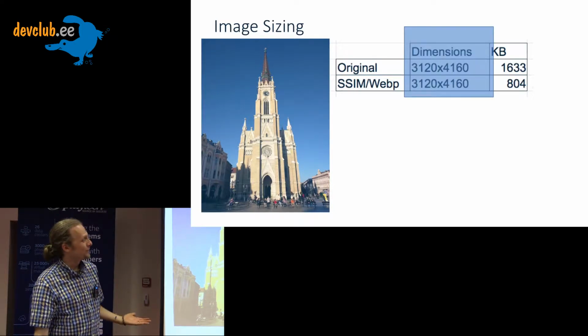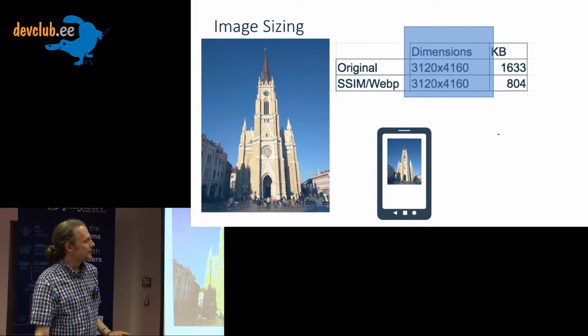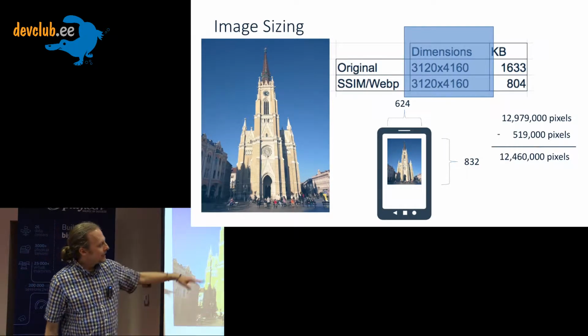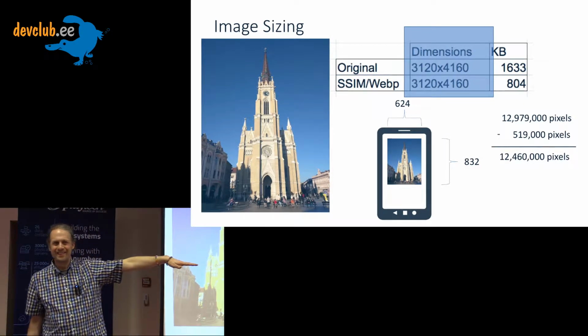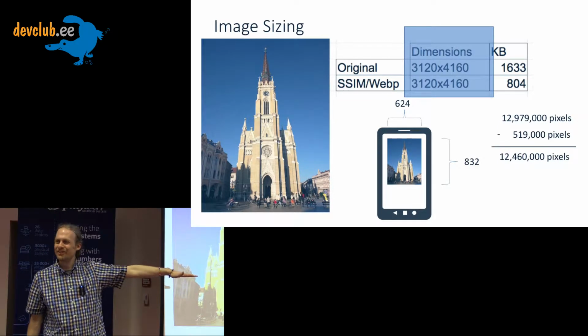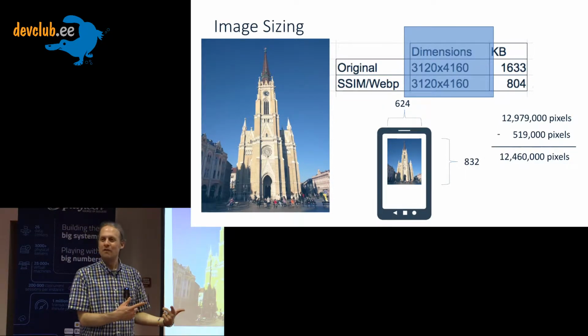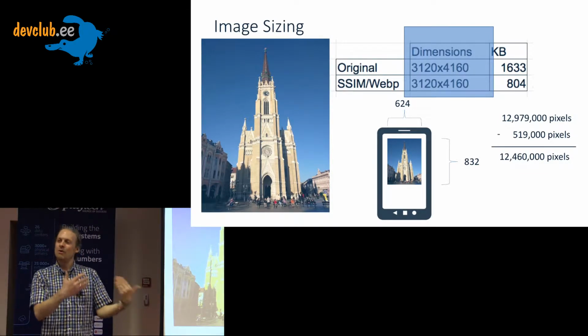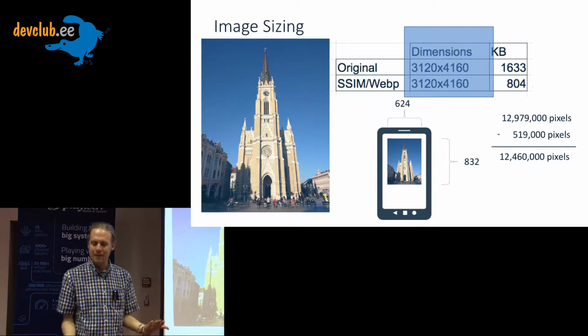But then it's still 13 megapixels. And I'm going to serve that to a mobile device, which of course means that it downloads 13 megapixels. It shows 500,000 pixels, which means it has to throw away 12.5 million pixels. Right? It has to download all of that and then throw away 95% of the data it just downloaded.